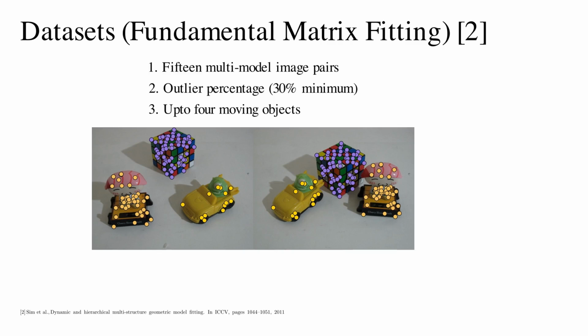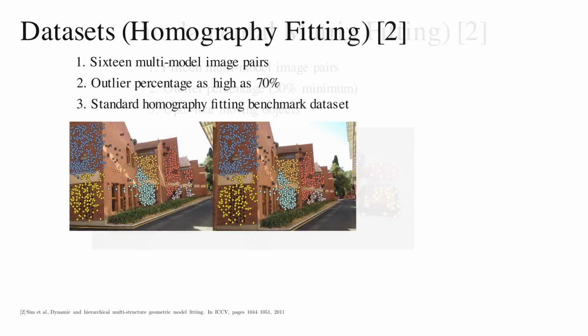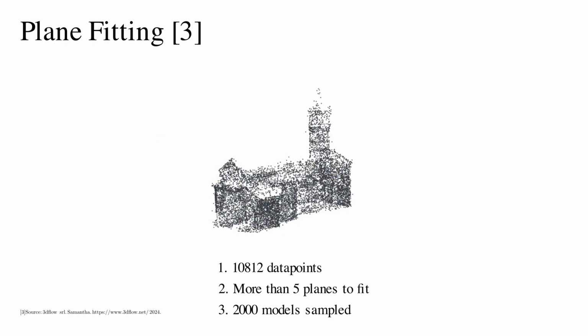In another set of experiments, we used 16 multimodal samples from the same dataset with outlier percentages as high as 70%. These datasets provided a robust testing ground for evaluating our proposed methods. Additionally, we also fit planes on a 3D point cloud with 10,812 points and multiple planes to demonstrate our method is generalized and can be used for other high-level tasks.